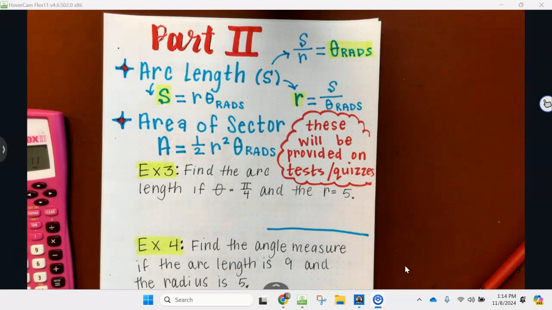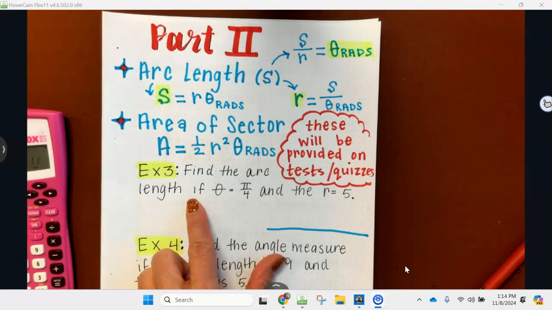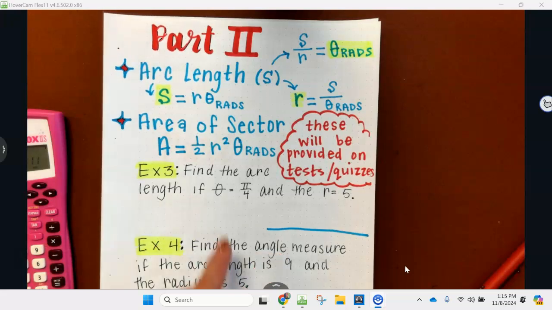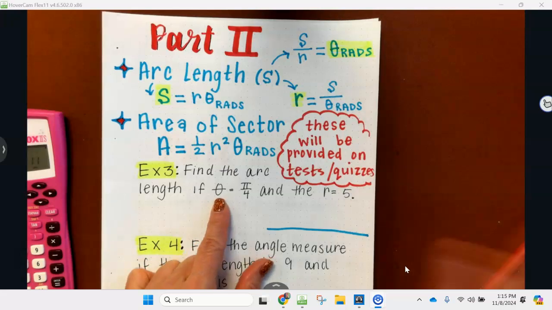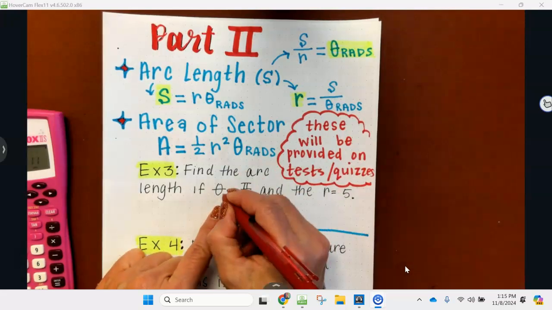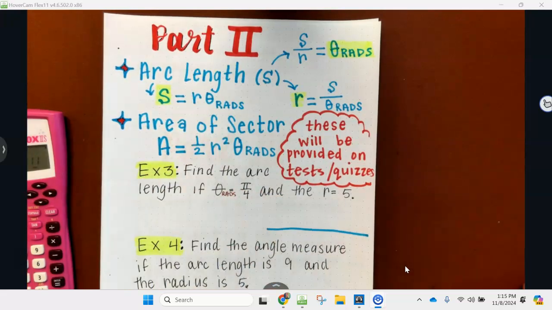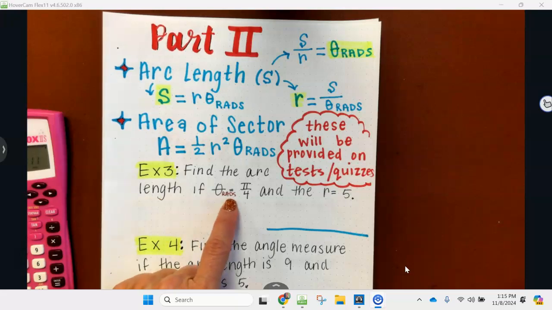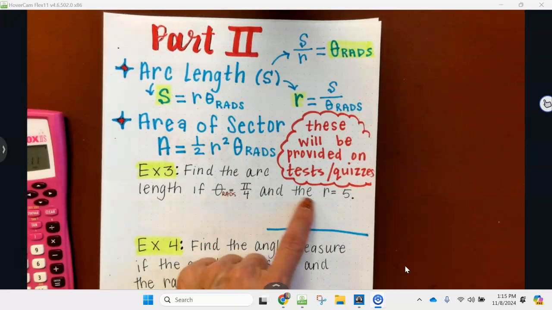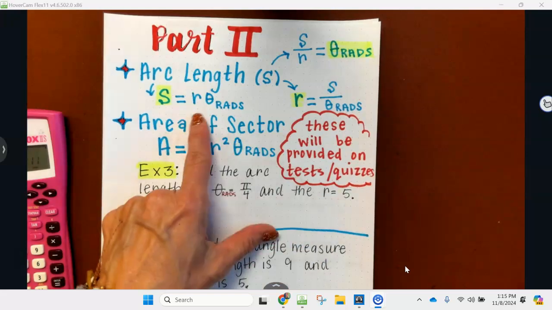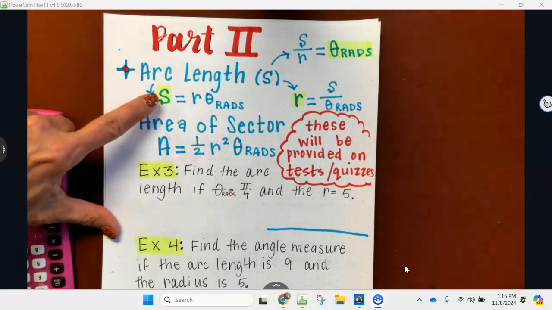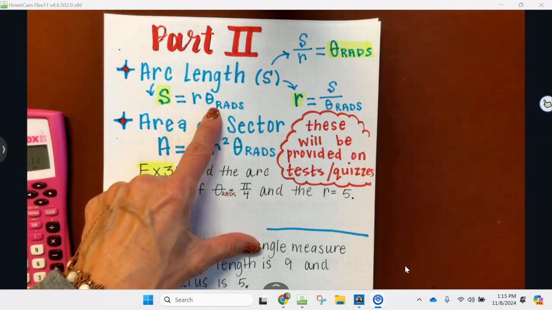Example 3, if you could go ahead and write that down, we're going to find the arc length. Now remember, the big takeaway is that the theta, the central angle in a circle, has to be in radians. So when you see that subscript of rads, that is just a reminder that it needs to be in radians, not in degrees. So we're going to find the arc length if theta in radians is pi over 4 and the radius is 5. So if you notice up here, we're trying to find the arc length, that's the letter S. We're just going to multiply these together.